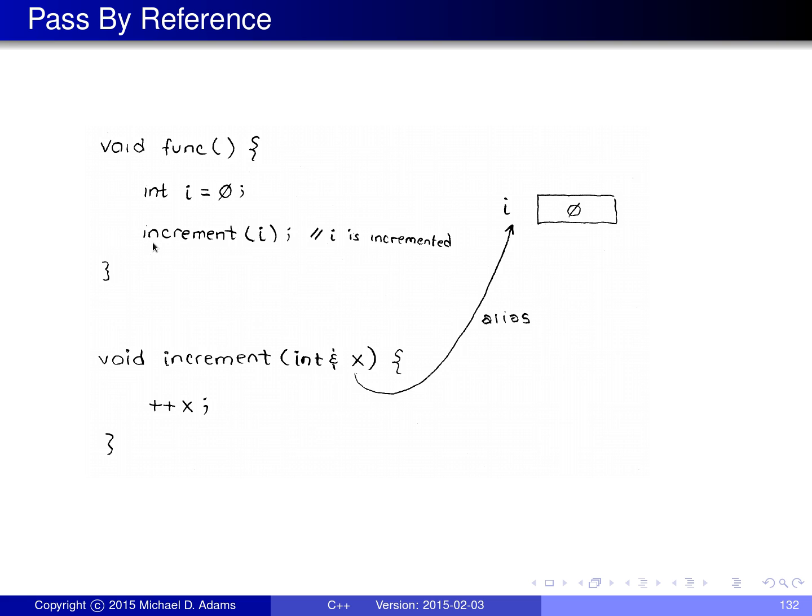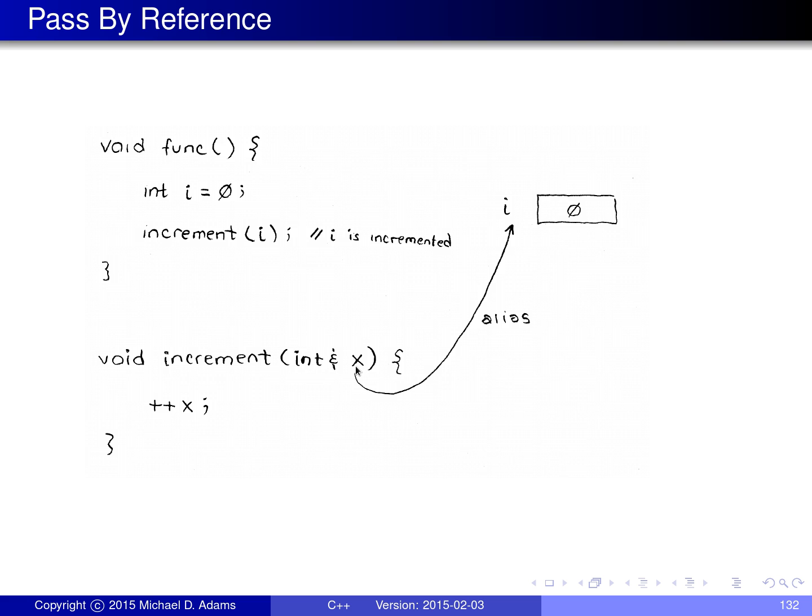Then on the next line, we proceed to call the increment function, and we pass as an argument to this function I, which is this variable here. But this is passed by reference. So when the function increment is called, x is a reference. In other words, it's a nickname or alias for some already existing variable. So when the increment function is called, there is no new local variable that's created for this function.